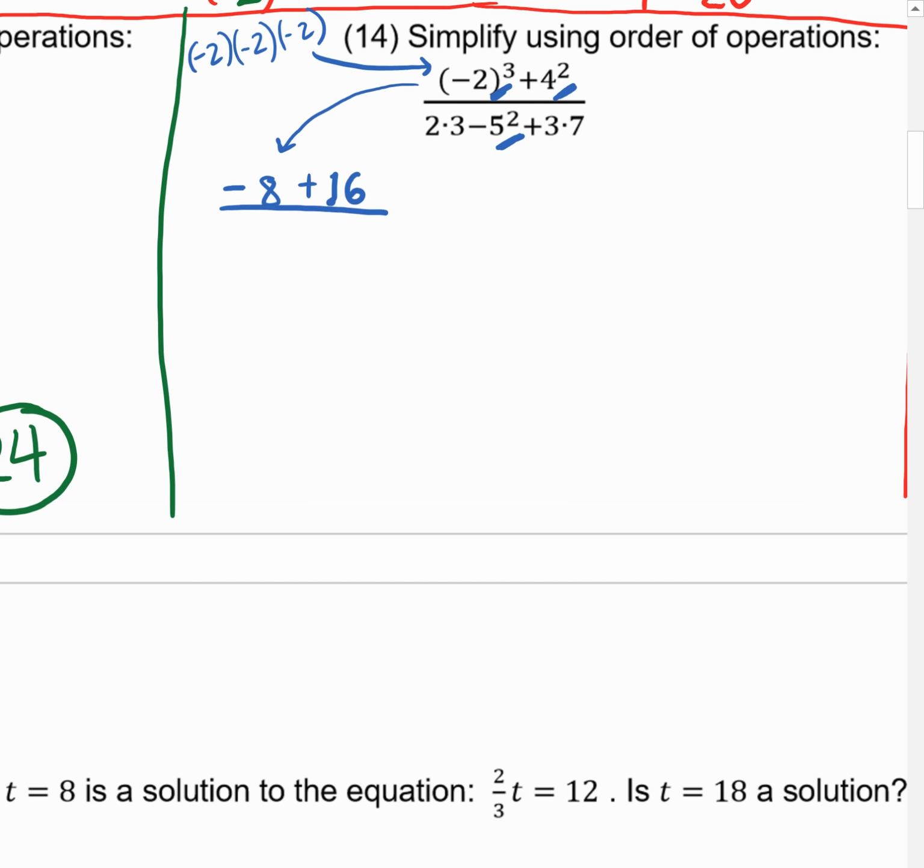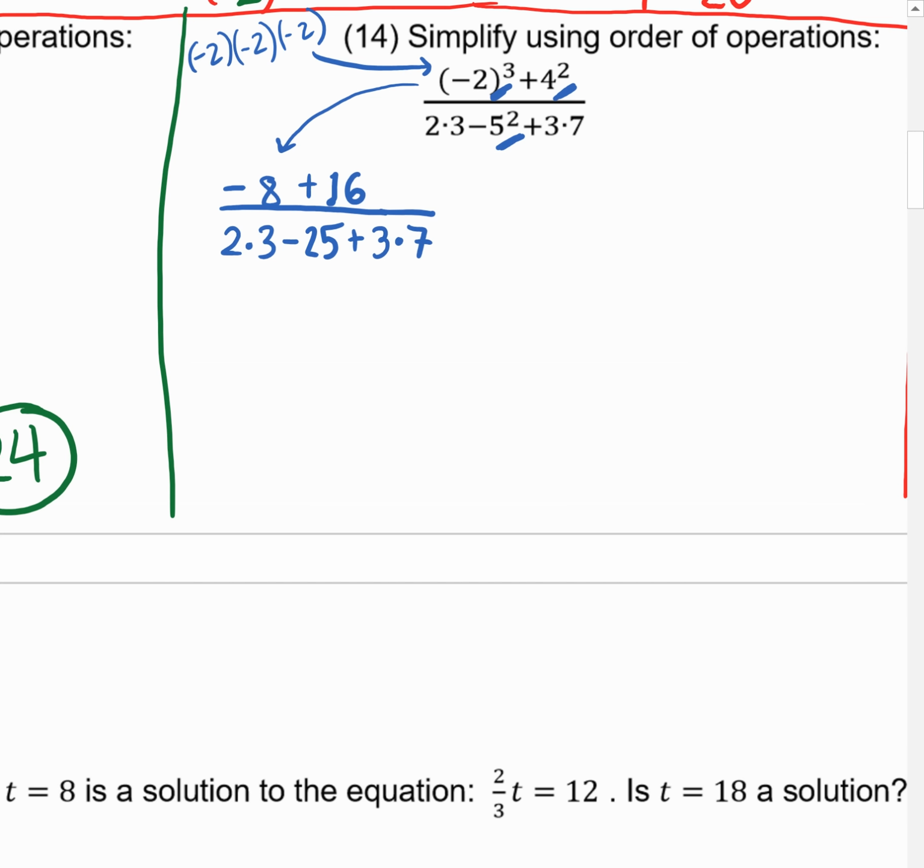The denominator, even though it's tempting, I'm going to try to hold off on multiplying 2 times 3 until later, because right now we're focused on the exponent part of PEMDAS. And here we have 2 times 3 minus 5 squared. Notice it's not negative 5 in parentheses squared, so this isn't negative 5 times negative 5. It's a negative, and then just 5 times 5. And 5 times 5 is 25. Plus, and I'm going to leave the 3 times 7 for the next step.